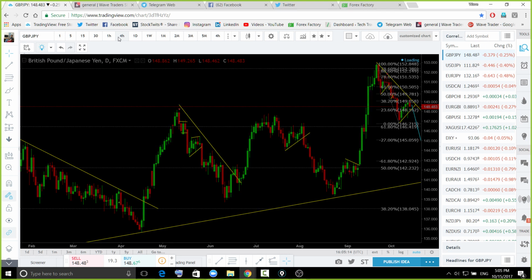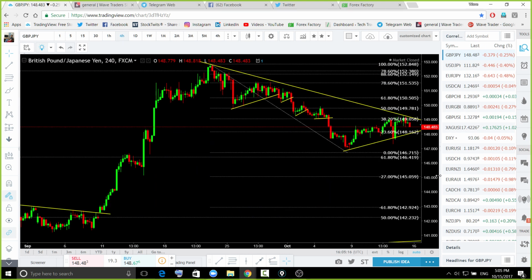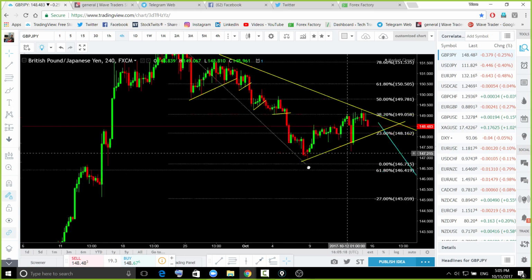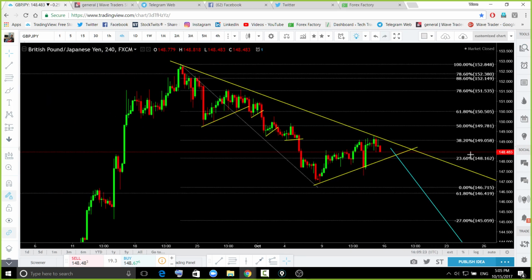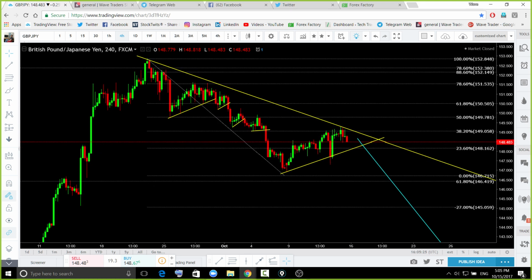So that is the pound yen. How can we look at the lower time frame? This correction is just forming on the 4-hour time frame, so we are already in that trade from this top.